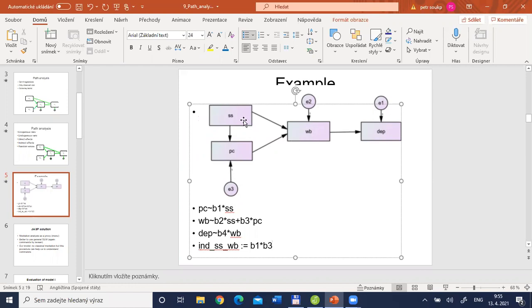Of course, I could also evaluate, for example, indirect effect of social support on depression. It would go this way as well as this way. So I would need to sum up two effects, but we wouldn't go into such a slightly complicated step. But I would like to add also maybe total effect of social support on well-being. So what would be total effect of social support on well-being? It would be direct effect plus indirect effect. So I would add one more description, one more equation. So it would be total effect.